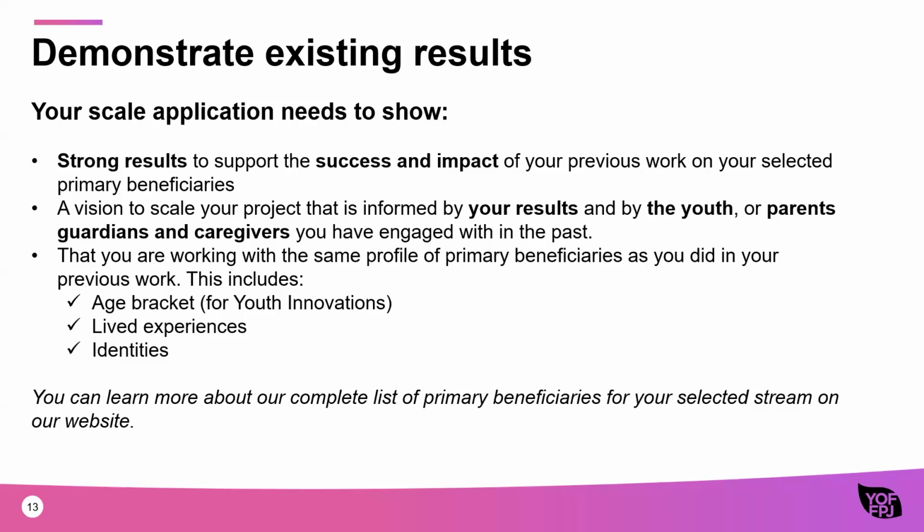It also needs to show that you are working with the same profile of primary beneficiaries as you did in your previous work. This includes the age bracket for youth innovations, lived experiences, and identities. Make sure that the people who benefited from the results of your previous project are the same demographic you aim to reach for your scale project. The profile of youth or parents, guardians, and caregivers, including age, lived experiences, and identities, should be the same.